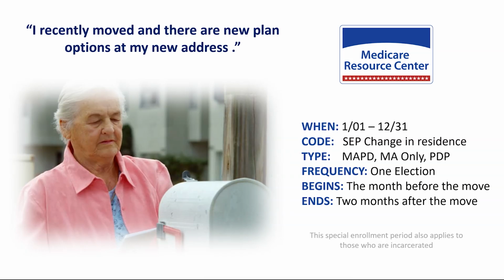All right, now people that change their address or they move. The code for this is SEP change in residence. Now, what determines a change in residence? Well, that period of time begins the month before the move. Now, let me tell you something. If you have not changed your address with Social Security, then this enrollment period will get denied. You must change your address with Social Security in order for that move to be official.